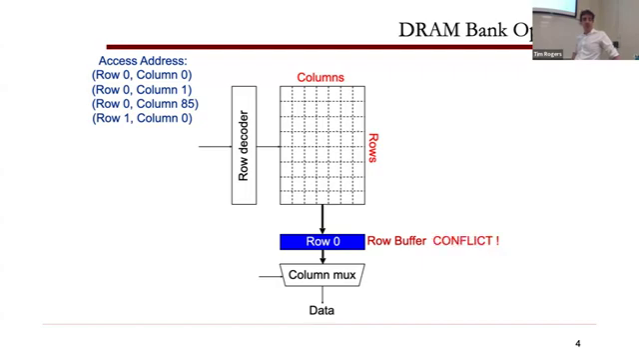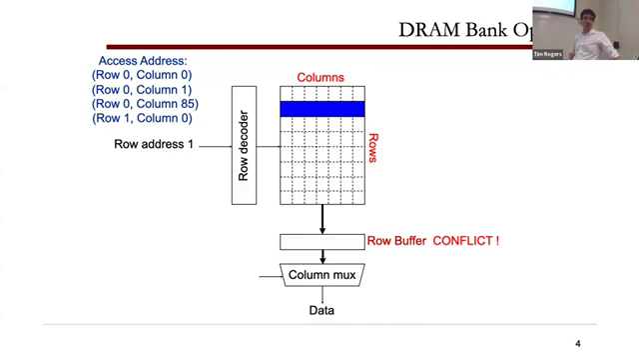And then if I need a different row, then terminology-wise, this is called a row buffer conflict or a row buffer miss, meaning that the open row is not the one I want. I've got to basically get rid of that and then reopen, right?